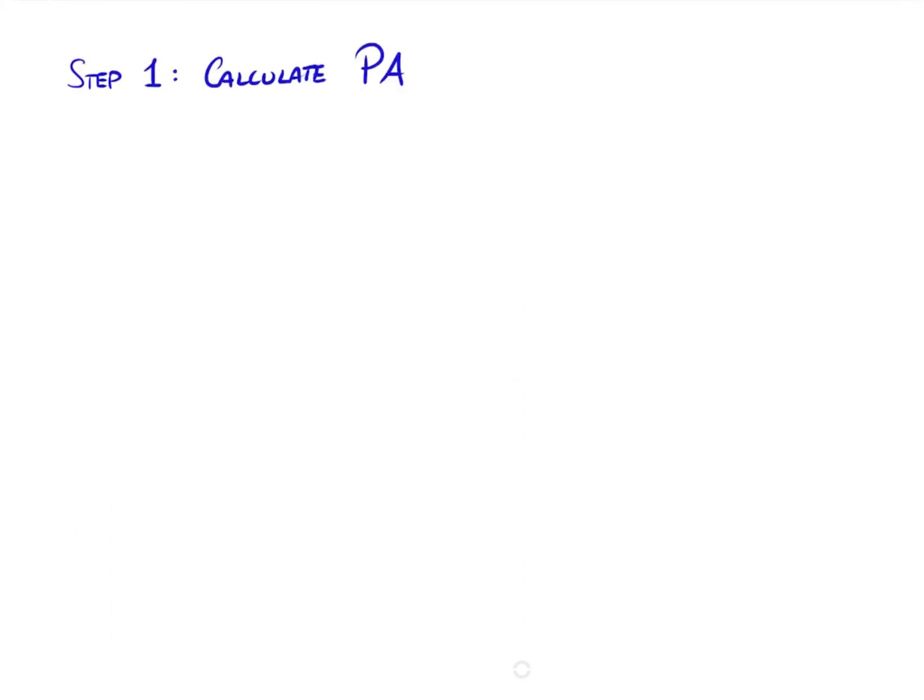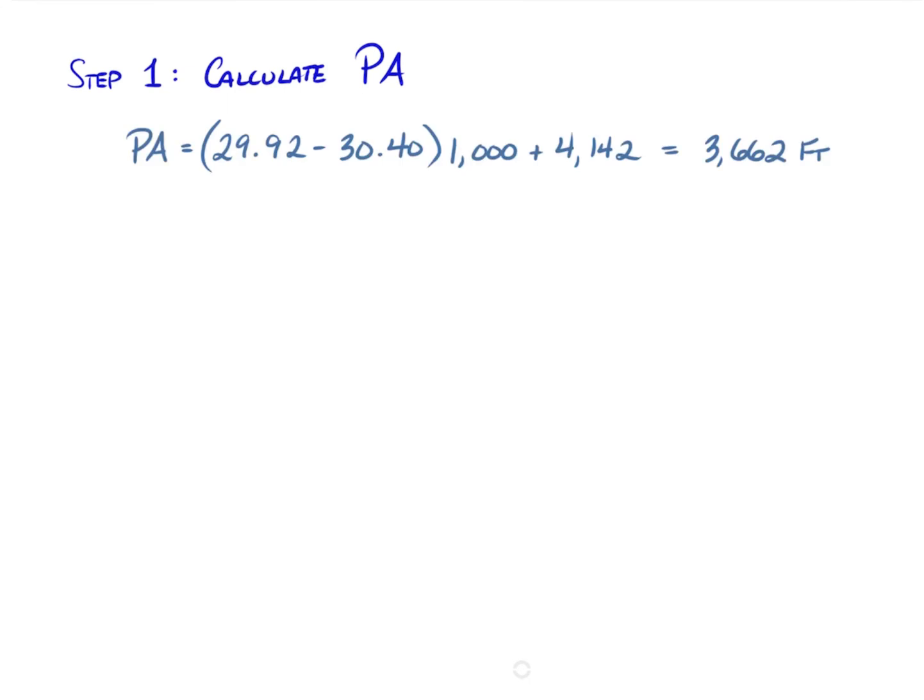Step 1, as always, is to calculate the pressure altitude. So we're going to plug in both the barometric pressure, the 30.4 inches of mercury, as well as the starting elevation of 4,142 feet. And when I plug all that in, we get the pressure altitude of 3,662 feet.